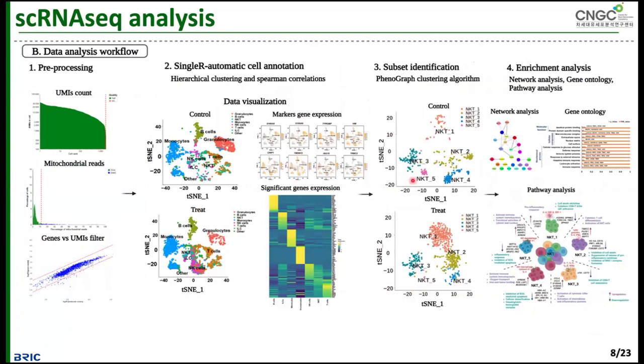After that, for example, if one particular type of cell is very significantly expressed, then we select only this cell and go for further subset identification. For example, B cell means there will be different types of B cell: naive B cell, memory B cell, and follicular B cell. If it is NK cell, there will be different types of NK cell. Something like that, we can go for the subset identification, and then go for the traditional network or gene ontology pathway analysis. So this is the way we can perform the data analysis part.